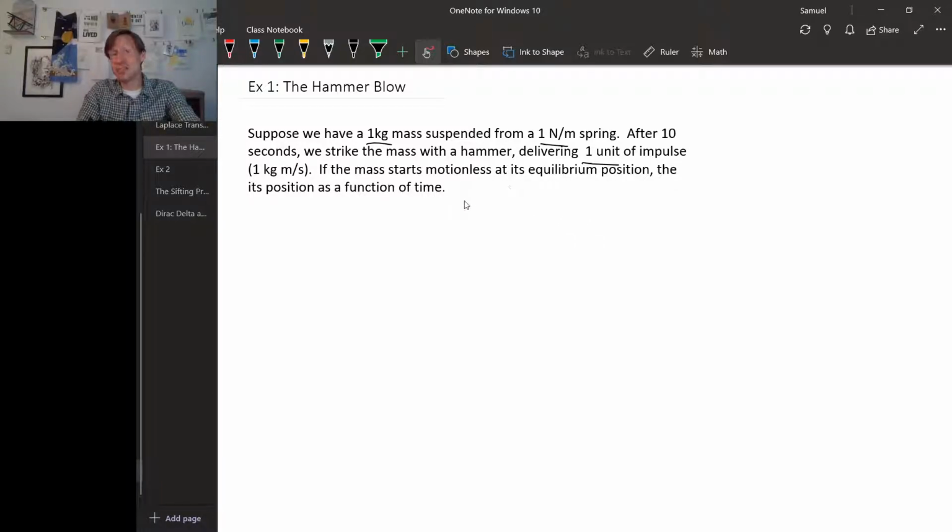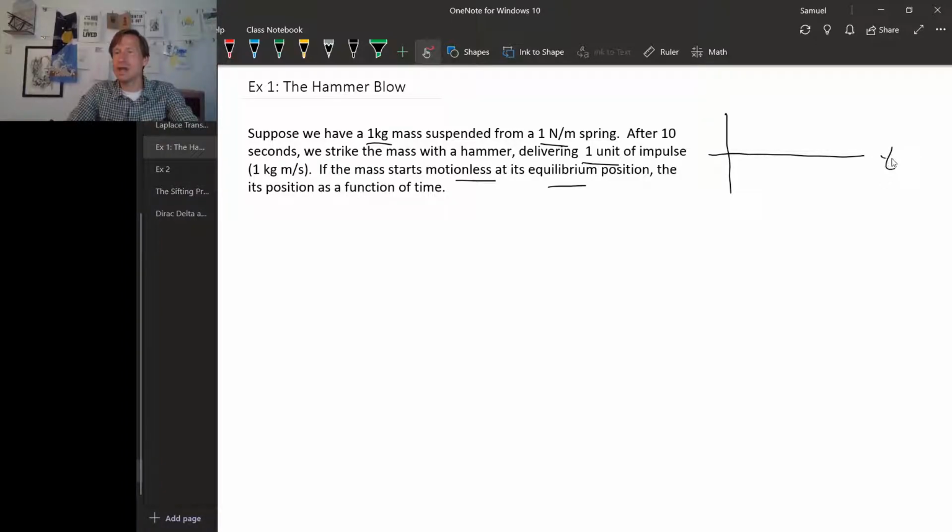So let's add some initial conditions. If this mass starts motionless at its equilibrium position, then let's find its position as a function of time. Before we actually solve this using a differential equation, let's just use our intuition to guess what ought to happen.